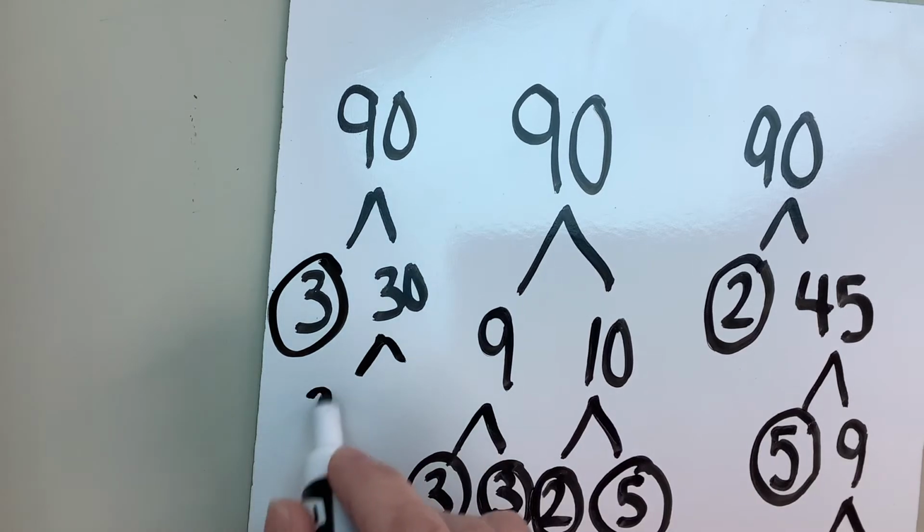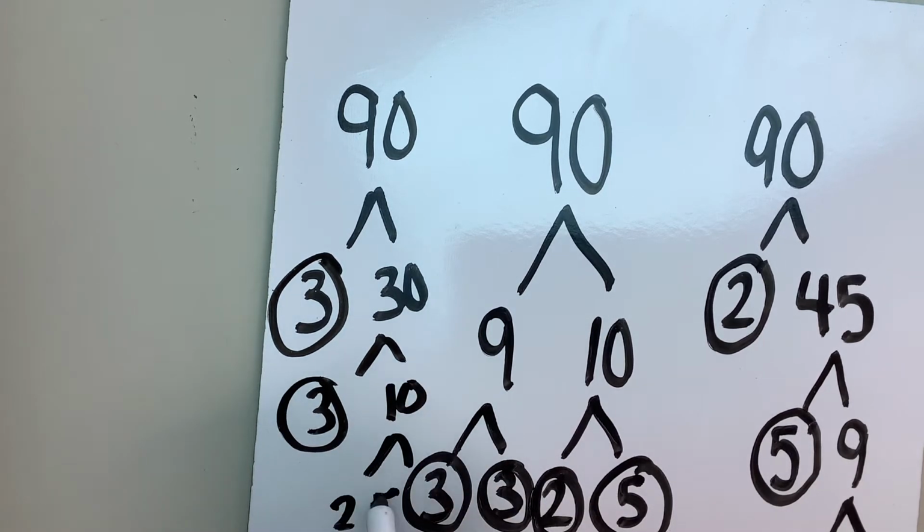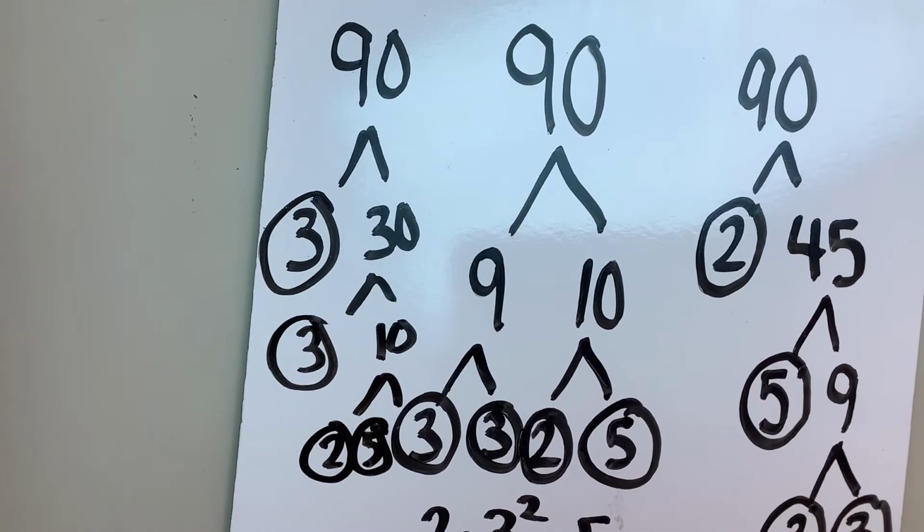30, how about 3 and 10? And then 2 and 5. Again, the same exact answer.